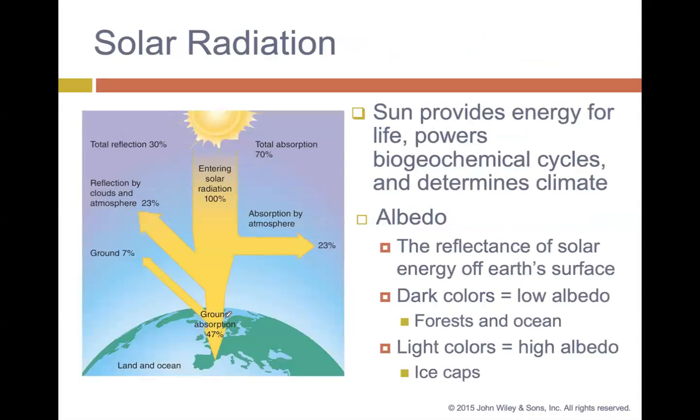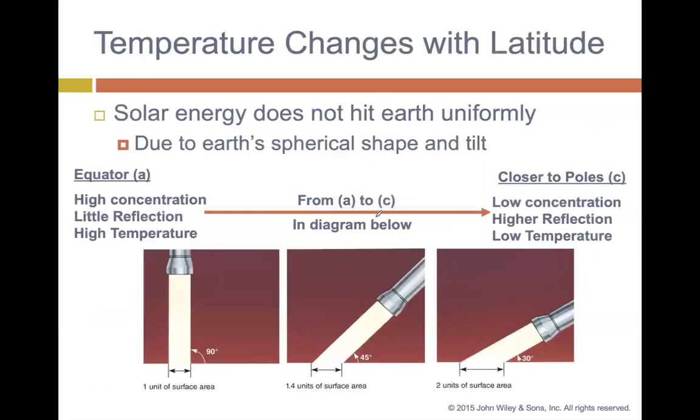Solar radiation. So the sun provides energy for all life. It powers the biogeochemical cycles and determines the climate. Albedo is the reflectance of the solar energy off the Earth's surface. If we see dark colors, this signifies a low albedo, where the forests and oceans will absorb some of that sunlight. And the lighter colors mean there's a higher albedo in, for example, the ice caps, which will reflect that solar radiation.